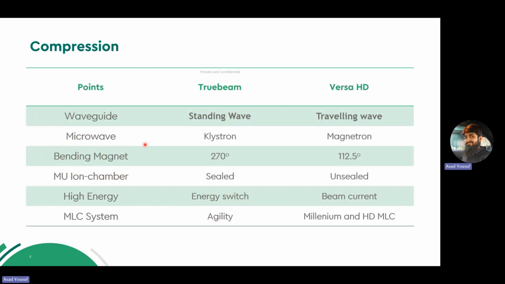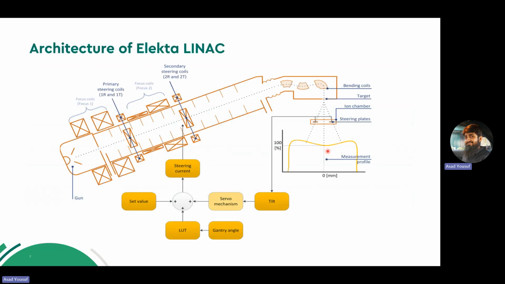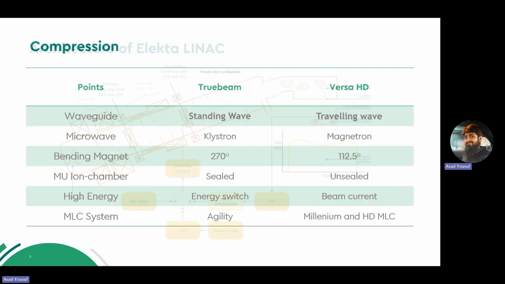So the comparison, the top things I already covered. Yes, the bending magnet in a Versa HD is 112.5 degrees, as you can see here in this diagram. The purpose is the same. For the MU ion chamber, Varian has a sealed ion chamber, and the Elekta one is unsealed, so it is affected by the ambient temperature and pressure. The high energy switch is used in Varian, while beam current is used for the change in energy in Elekta.